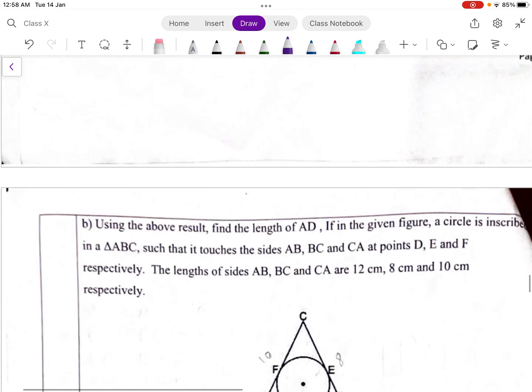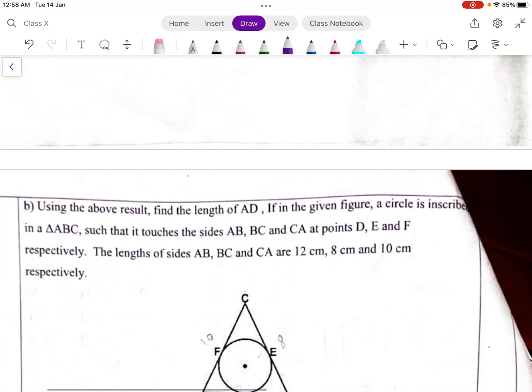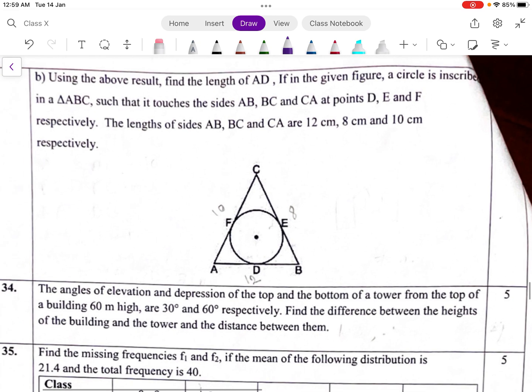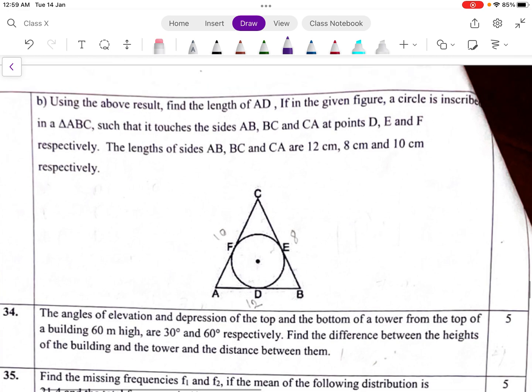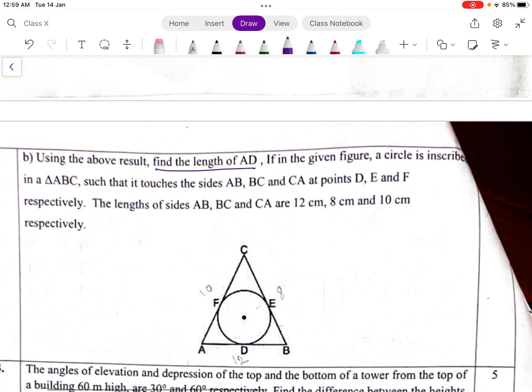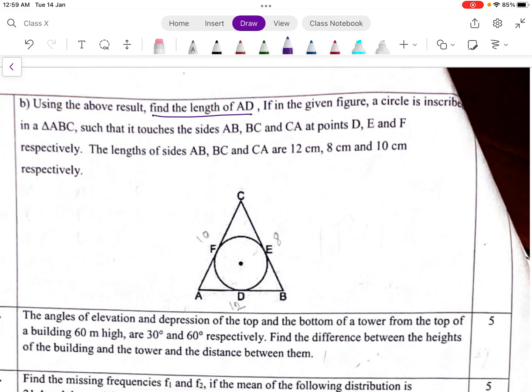Another question here is nothing but the theorem, which you have to prove. Then another question is to find the length of AD in the figure. So we have to use the theorem we have proven above. The theorem proven above is that the lengths of the tangents to a circle from a common point are equal. So that we are going to use.